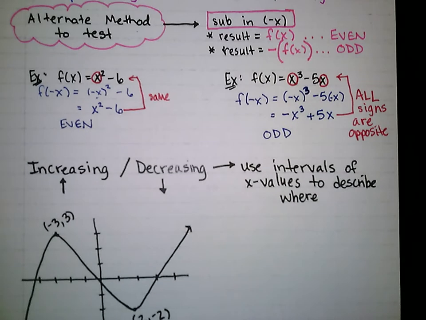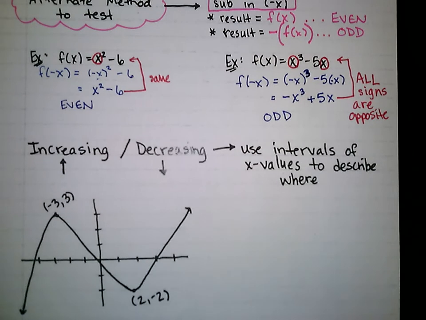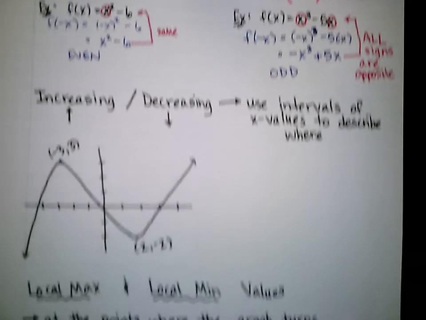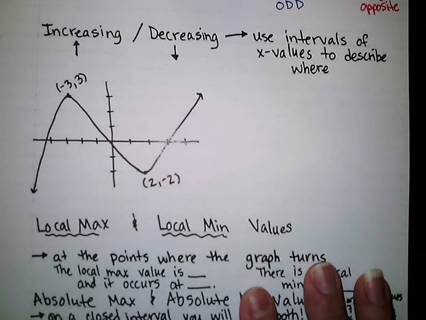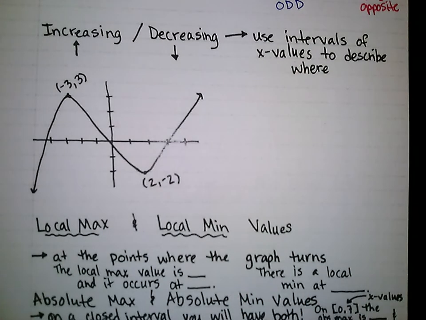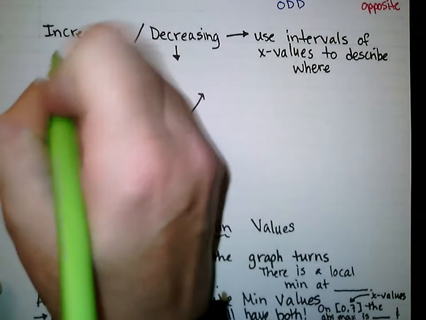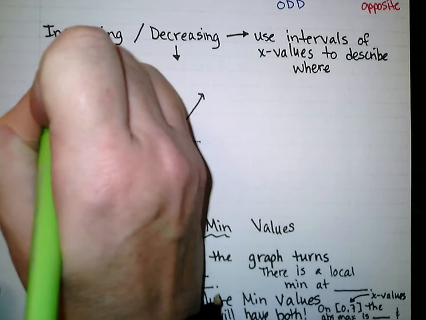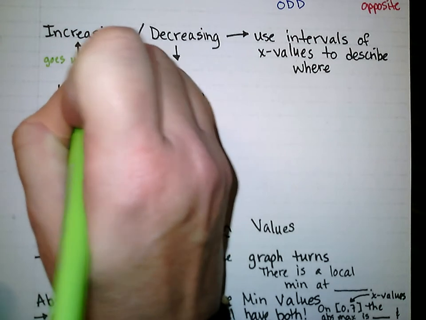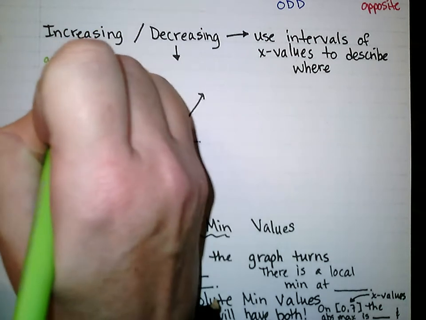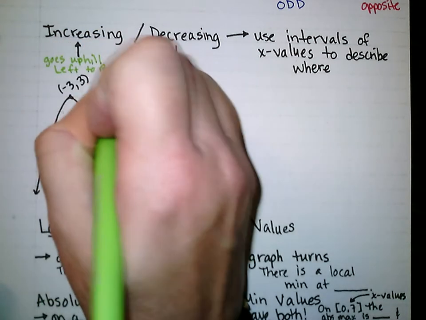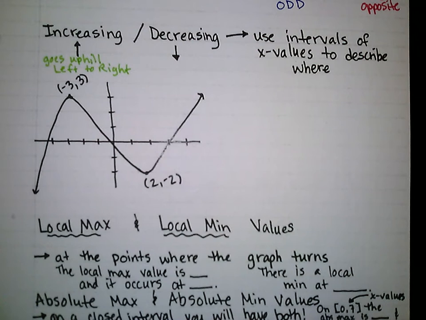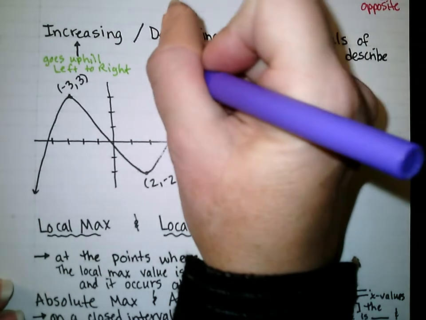Okay, increasing and decreasing. Increasing and decreasing is referring to, like, if the function was a roller coaster, increasing means that the function is going uphill from left to right. So increasing means the function goes uphill as we go left to right. So you're going up the hill in the roller coaster. Decreasing is where the function goes downhill from left to right.